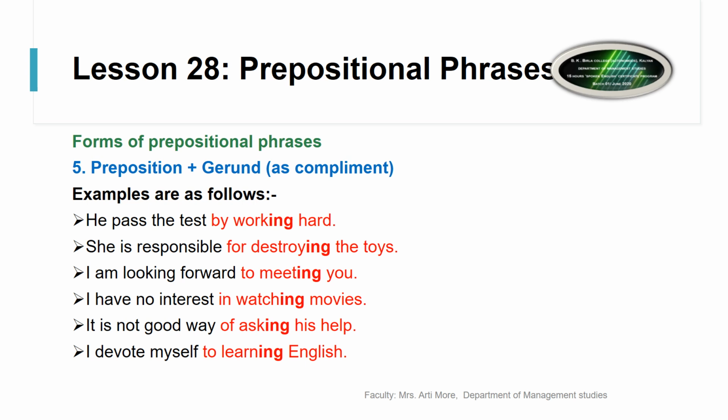Next, I have no interest in watching movies. In watching movies is a prepositional phrase. It is not a good way of asking his help. Of asking his help is a prepositional phrase. Last, I devote myself to learning English. So, to learning English is a prepositional phrase. So, students, you will see that work plus ing is equal to working, then destroying, meeting, watching, asking, learning. These are all gerunds inserted in the sentence. Okay? So, very easy to identify.